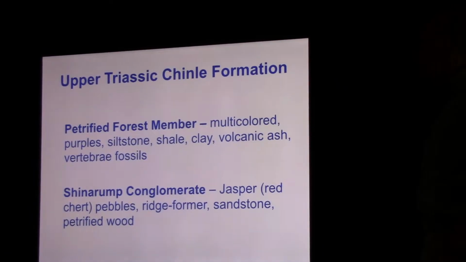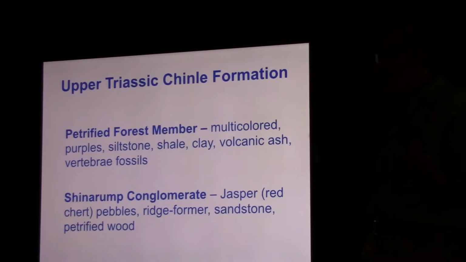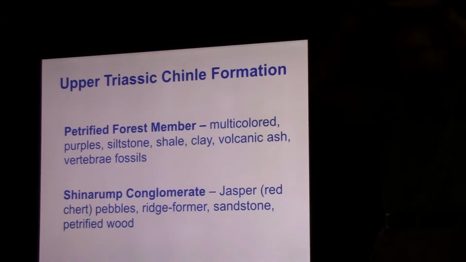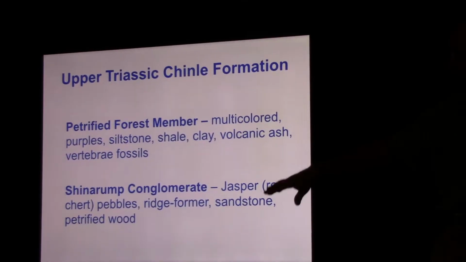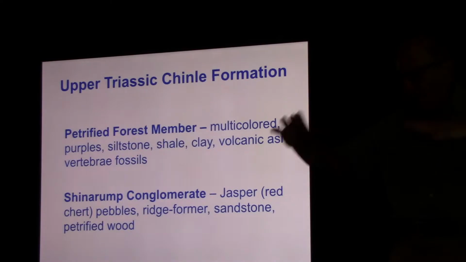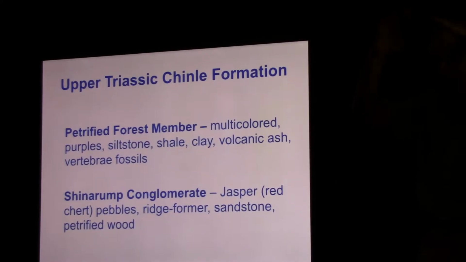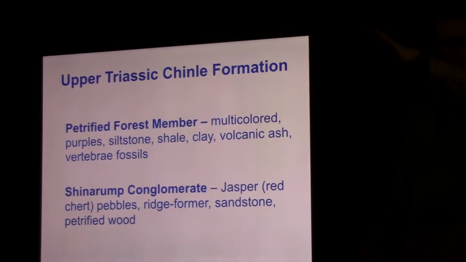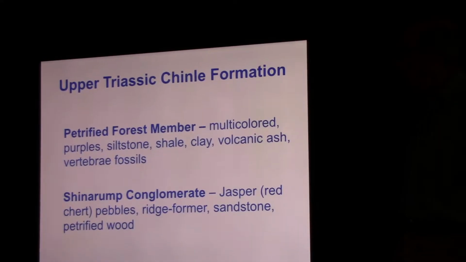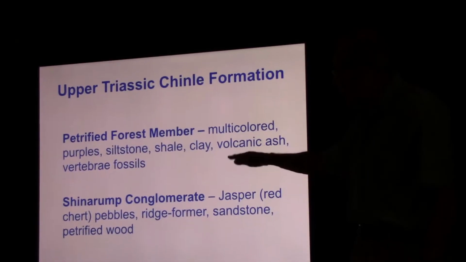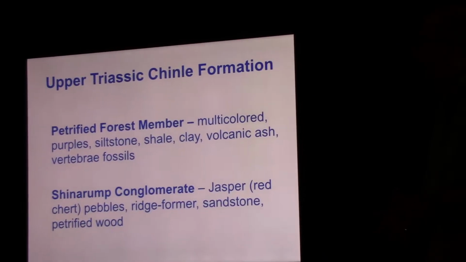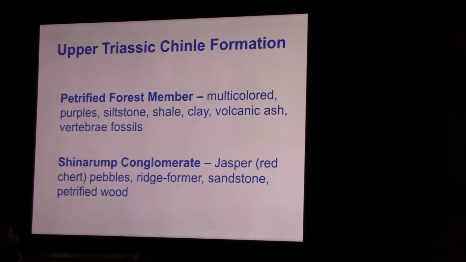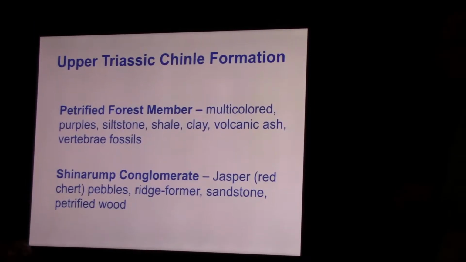And then what happened was there was a mountain to the southeast that was uplifted, and then the big apron of alluvium was deposited, and the mountain range was eroded away. But we have the Shinarump conglomerate deposited all over the southwest, and above it is the Petrified Forest member. These are the two members of the Chinle Formation, and we're going to see them in the field.